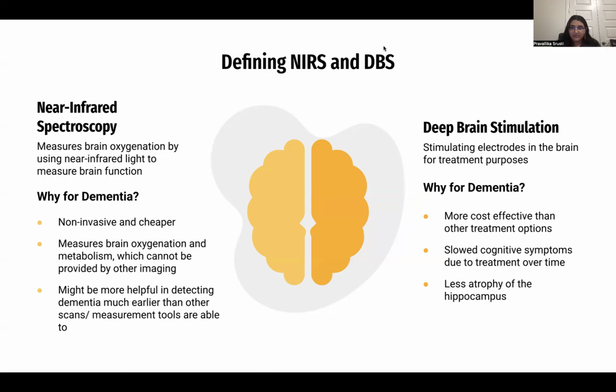Along with that, deep brain stimulation is going to be a practice in which you stimulate electrodes in the brain for treatment purposes, right? And the reason that we would use this for dementia is that it's much more cost effective, again, than other treatment options, especially for the effect that it gives. It does show slowed cognitive symptoms due to treatment over time, but we'll go more into that later. And along with that, it has shown less atrophy of the hippocampus.